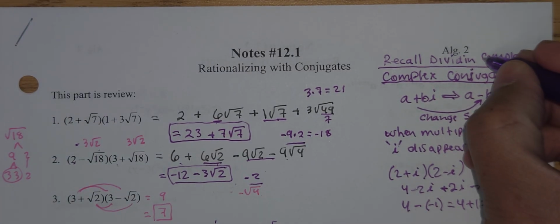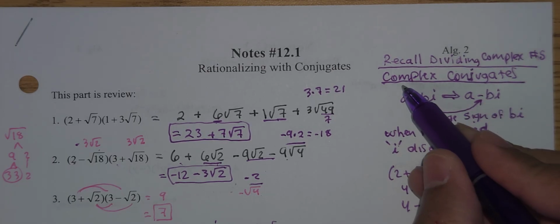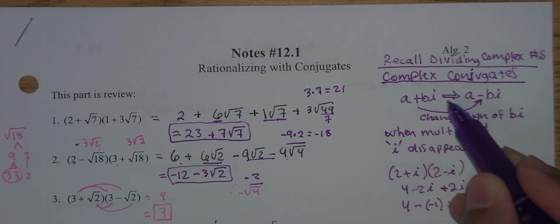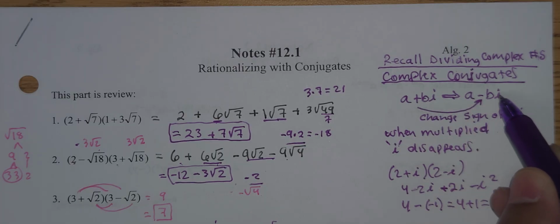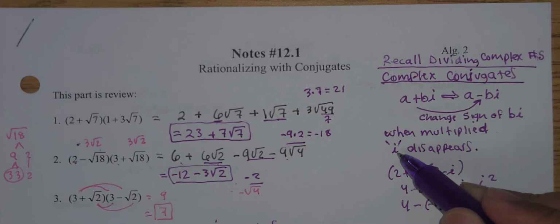Okay, so recall that when you're dividing complex numbers, you need to use complex conjugates. So if you have a plus bi, then the conjugate is a minus bi. Notice bi is the one that changes the sign. So when you multiply them, the i disappears.